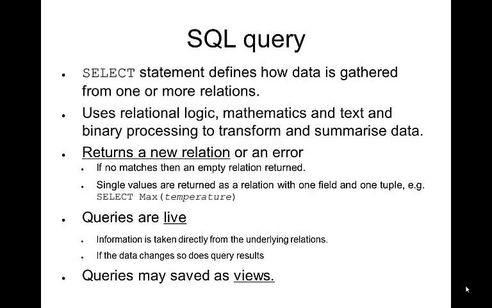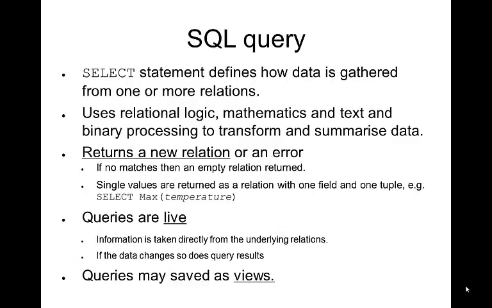If your query is just going to return one value, so for example, I've got a set of temperature records every day for a month, and I want to know the maximum temperature within the month, 31 records, one day for each temperature, then I would do something like select max temperature, and what I get back is a single value, 26 say, but it's returned as a relation with one field and one row containing that. So you either get an error or you get a table returned.